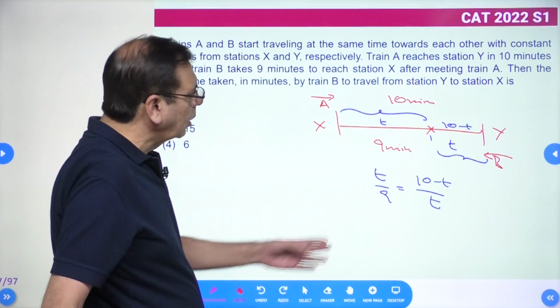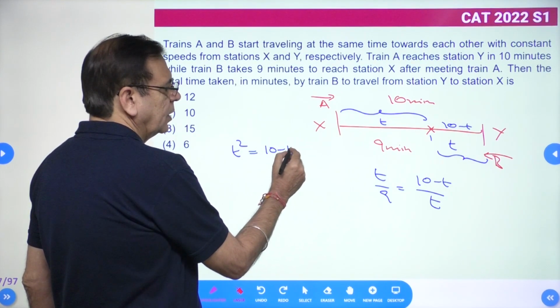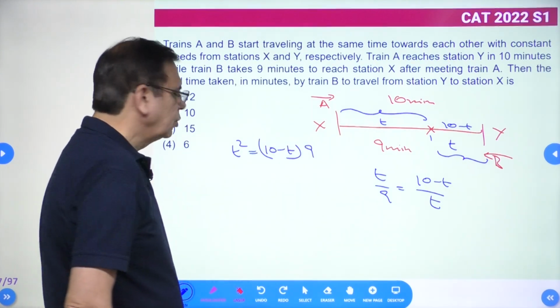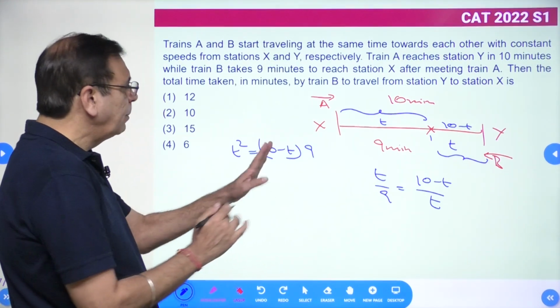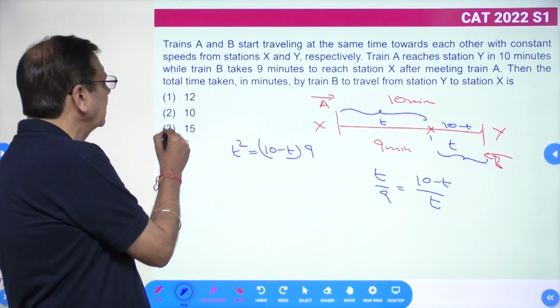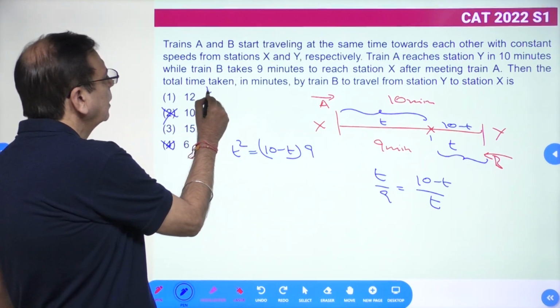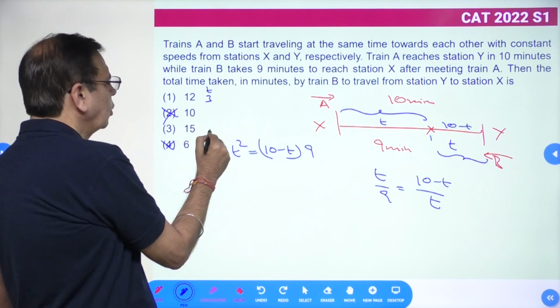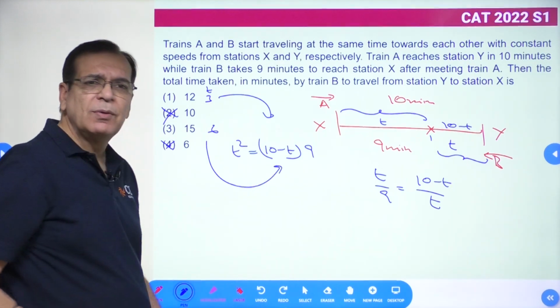So इसको सॉल्व कर लेते हैं. What does this tell me? It tells me t square is equal to 10 minus t into 9. Now what should you do? Substitute. I am sure अभी तक ये तो क्लियर है सबको कि यार ये चीजें नहीं हो सकती आंसर, कम से कम. ठीक है. अब इसका मतलब क्या हुआ? t is equal to 3 and the choices, this means substitute. Put these two values and check which is the answer.